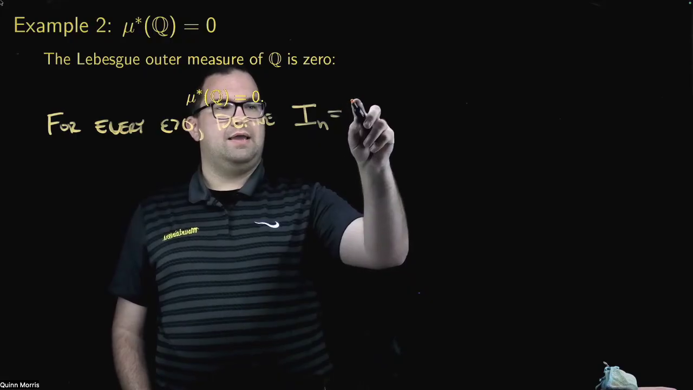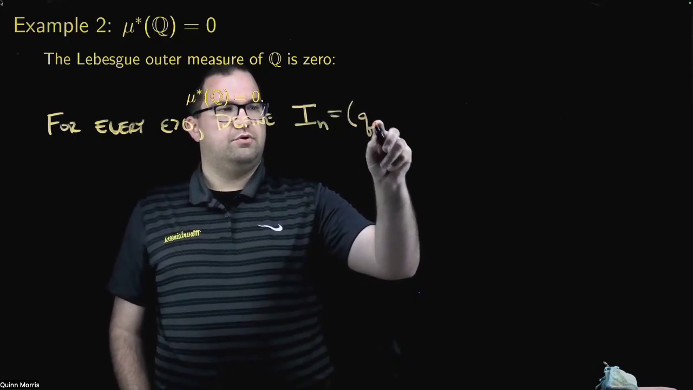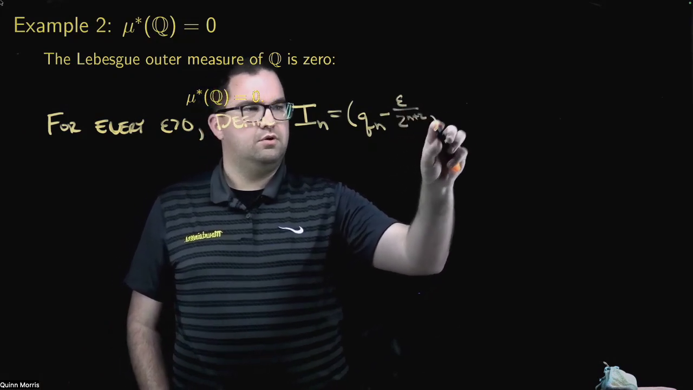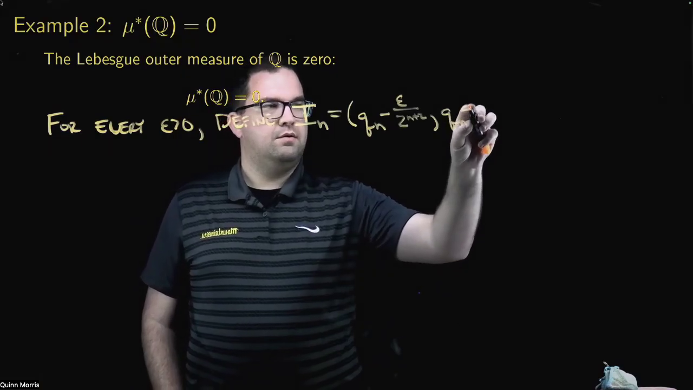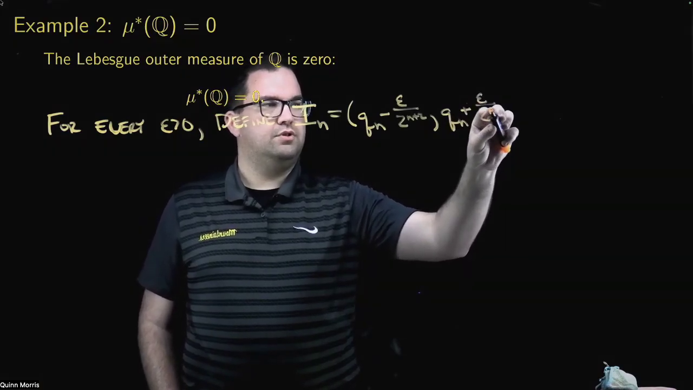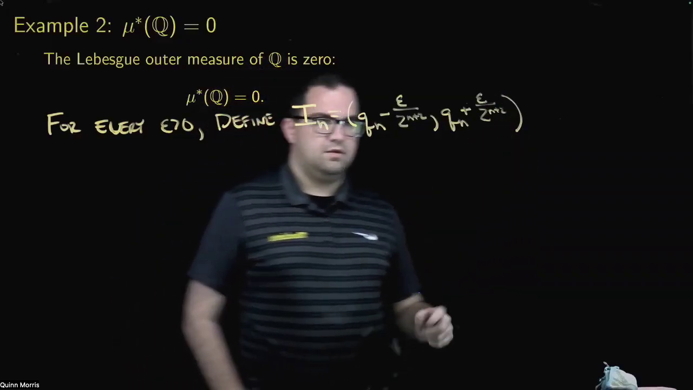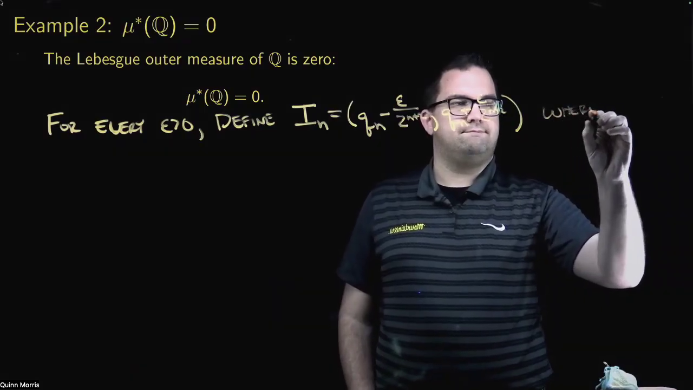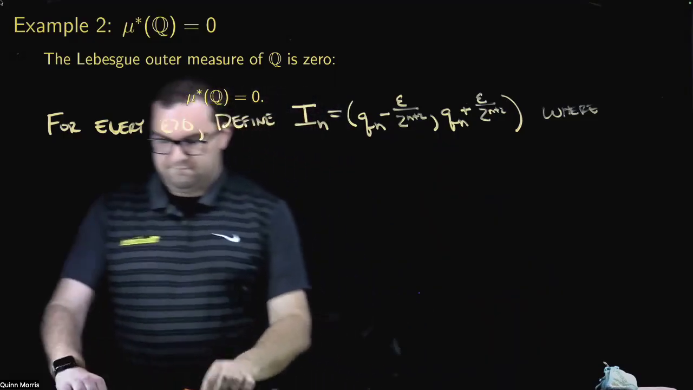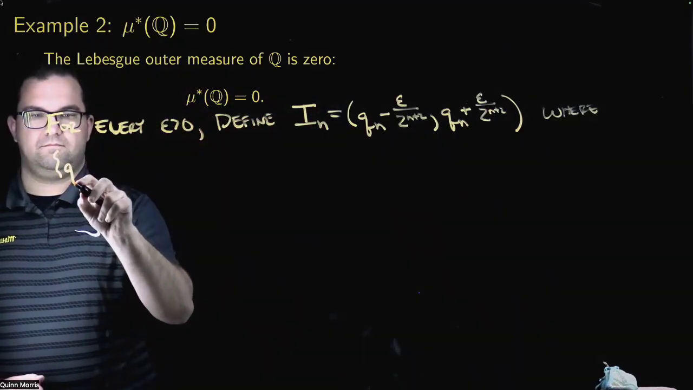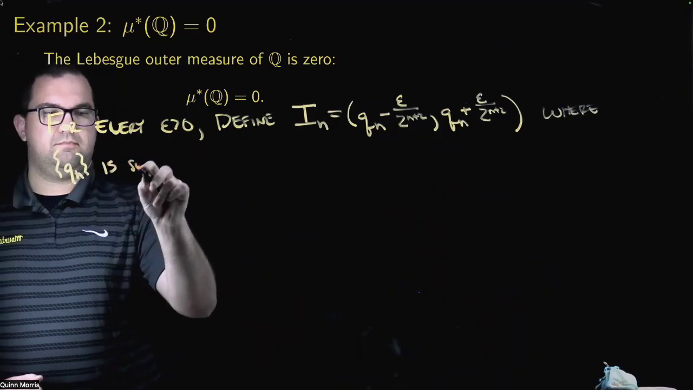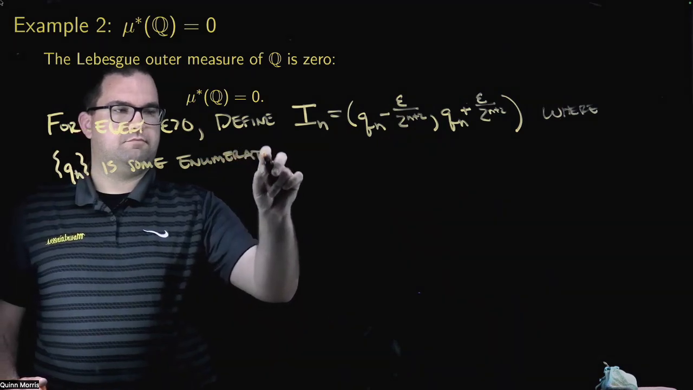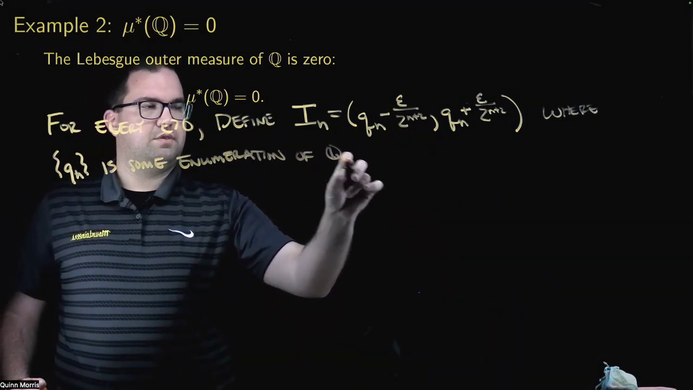So I'm going to define I_n to be the interval (Q_n minus epsilon over 2^(n+2), Q_n plus epsilon over 2^(n+2)). Okay. And so your first question should be, what on earth is Q_n? Where Q_n is some enumeration of Q. Now, what does that mean?